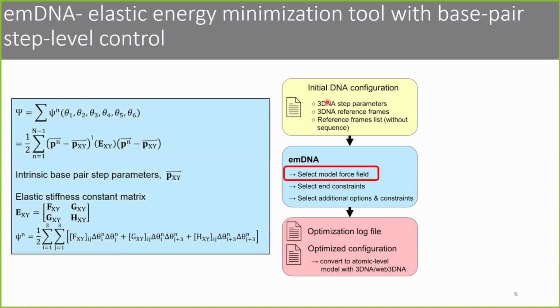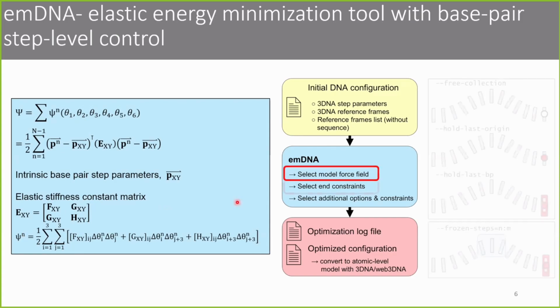There are certain requirements that must be selected when we run emDNA, such as what we want our model rest state to look like, or our force field, but this is not to be confused with molecular dynamics force fields. What we refer to as a force field consists of a rest state, a collection of step parameters representing some zero energy configuration, and then a 6x6 elastic stiffness constant matrix representative of some XY sequence step. This matrix contains coupling data from each of the 6 parameters.